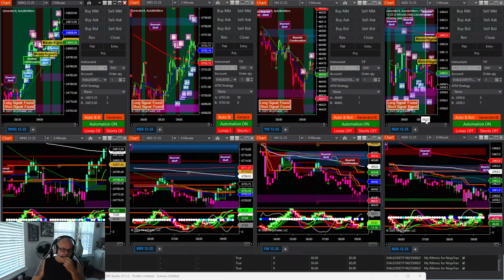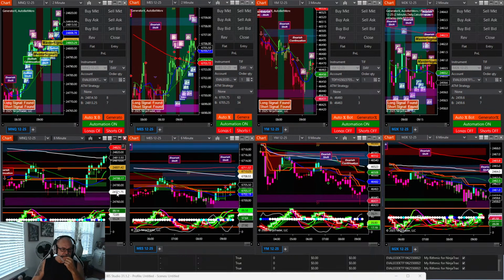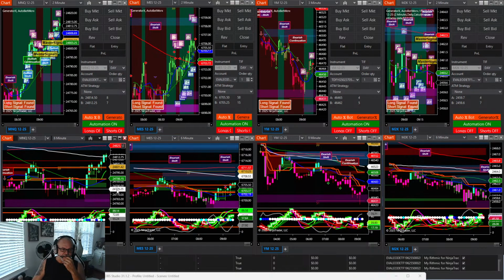NQ's looking like it could get up to that 6 minute 200 and stay up there for a minute. Everything could line up on that for a little flush down.